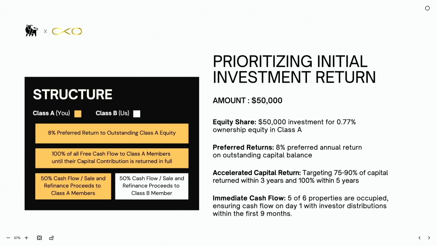So walking through this, once again, it's an 8% preferred return, 100% of the cash flow. You'll see the theme, 100% of the cash flow goes back to the investors. Once that happens, 50% goes to the Class A, 50% stay with the GP. We're targeting 75 to 90% of the capital return to you within 3 years. So this money tree has a chance to blossom much faster, meaning your money's going to be back to you much faster. But we intend to have all of it back to you within 5 years.